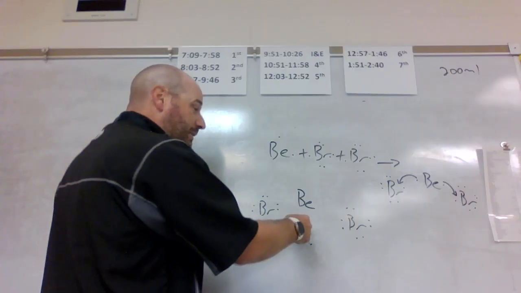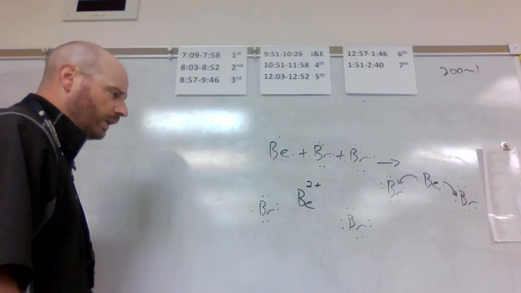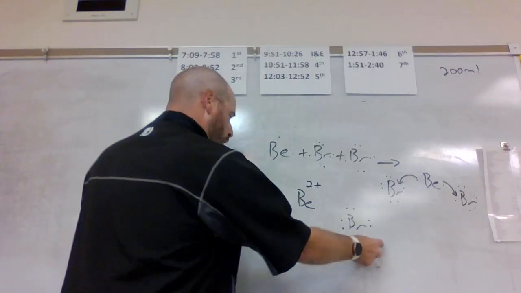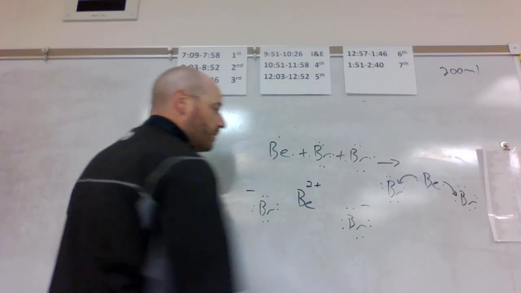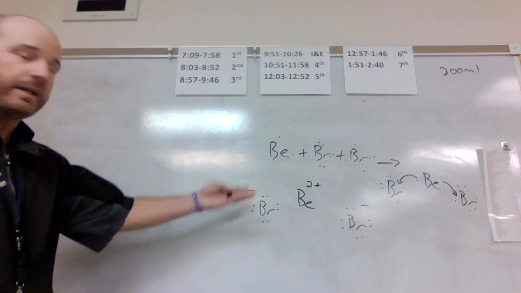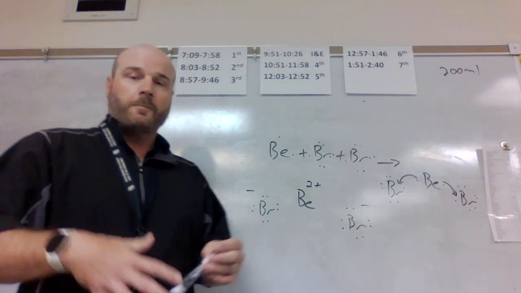So beryllium gave up 2 electrons, so it's going to have a 2 positive charge on there. And both bromines here picked up an electron, so they're going to have that negative charge on both of them. And then there it is. There's your Lewis dot for that ionic bond.